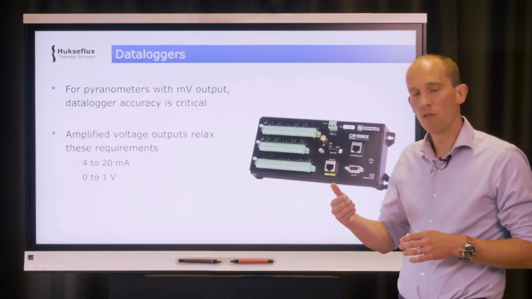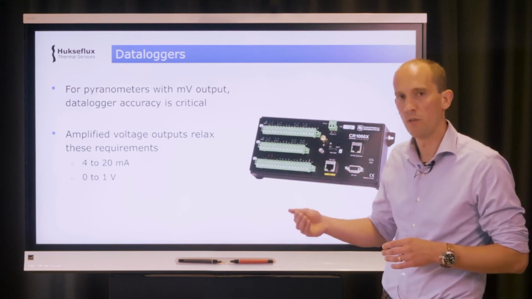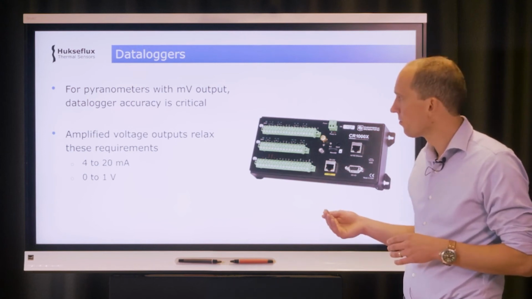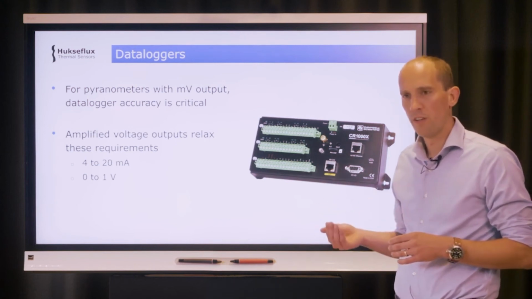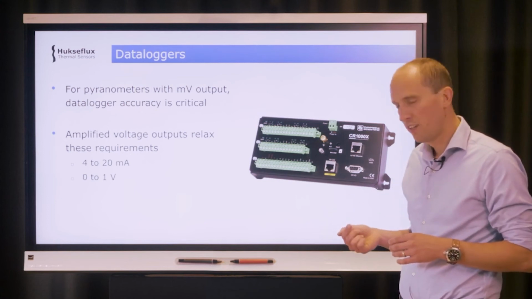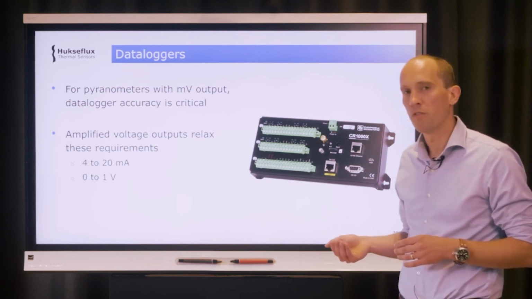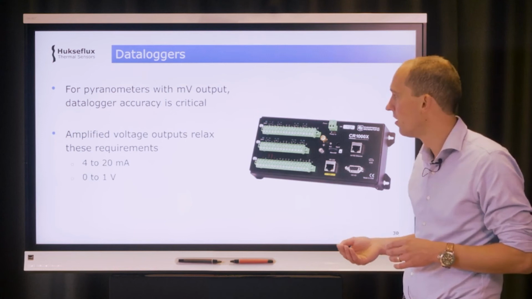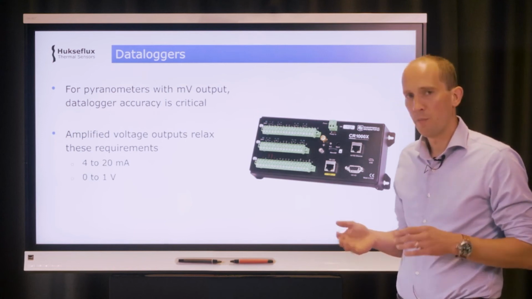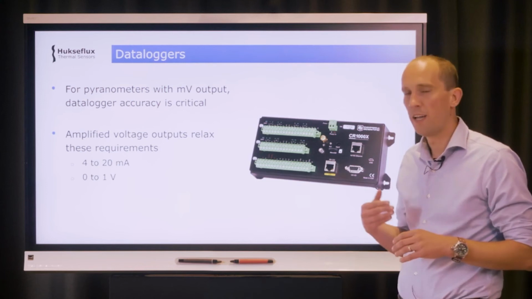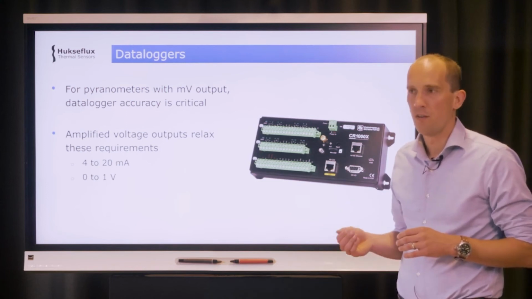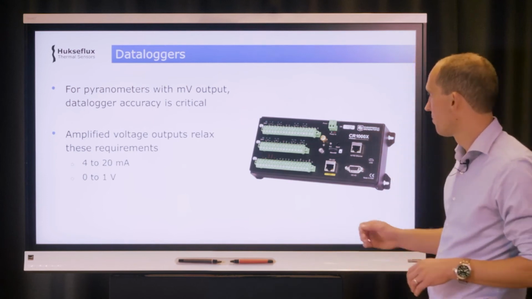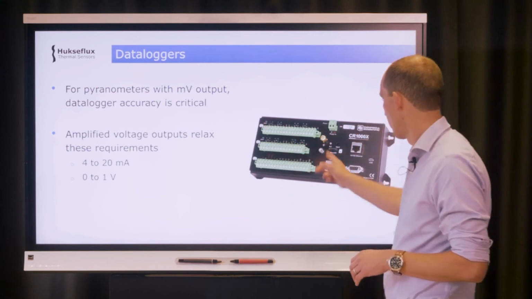So once you have this instrument installed, you have to of course make sure you get the data into your data acquisition system. So you have to look for data loggers. Pyranometers are traditionally analog instruments with small millivolt signals. Data logger accuracy is actually critical to this measurement, especially if you want to get a good resolution and a good accuracy for low voltage, low flux levels. There are amplified voltage outputs available, which can relax these requirements on your data loggers a bit. So for example, a 4 to 20 milliamp or a 0 to 1 volt output. Well, this is an example of a data logger.